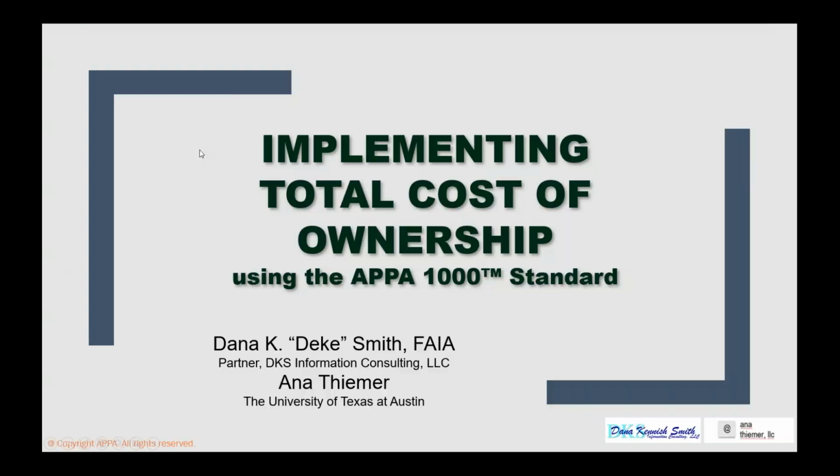Our first question is, as an entity looks to update their CMMS, how will the criteria and features of the CMMS be defined to support data collection for TCO?